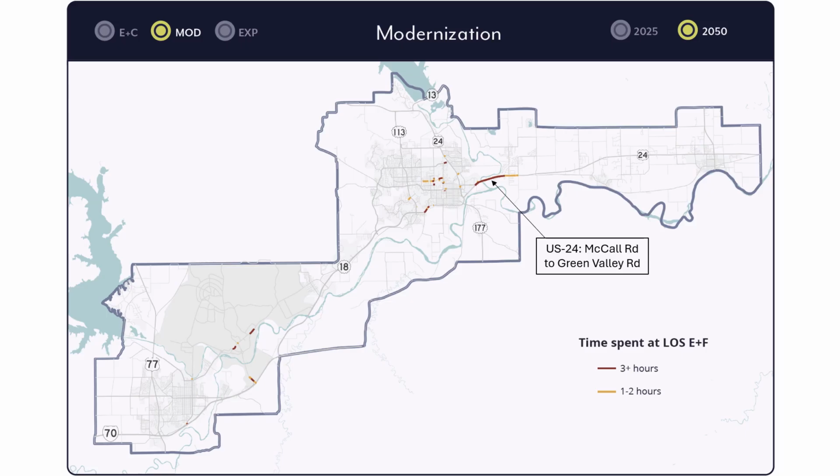This map shows the impact of the projected population growth by 2050, modeled with the modernization road network. In this scenario, the population growth along the US 24 corridor overwhelms the 4-lane highway and the frontage road improvements, resulting in traffic congestion that is worse than what is experienced today.